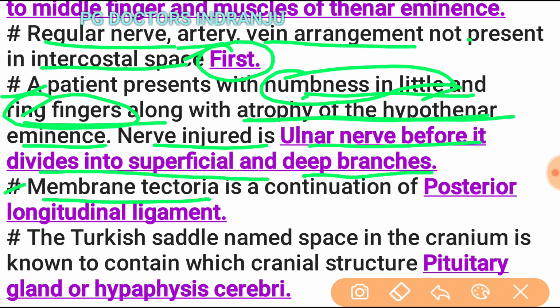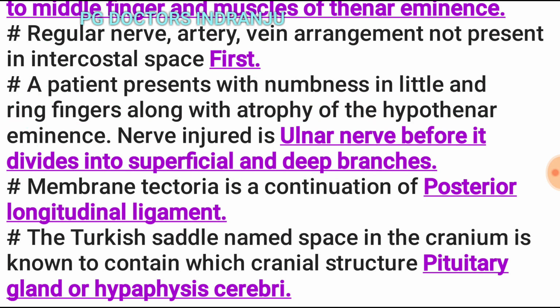Membrana tectoria is the continuation of the posterior longitudinal ligament from the brain. When the medulla oblongata continues to become the spinal cord in the vertebra, the membrane in the brain goes through the posterior part of that, and that is the posterior longitudinal ligament.